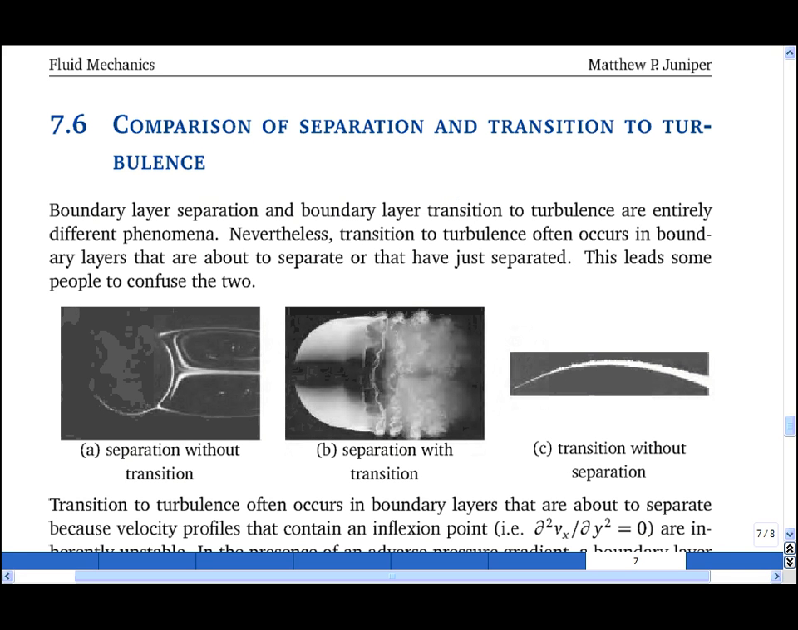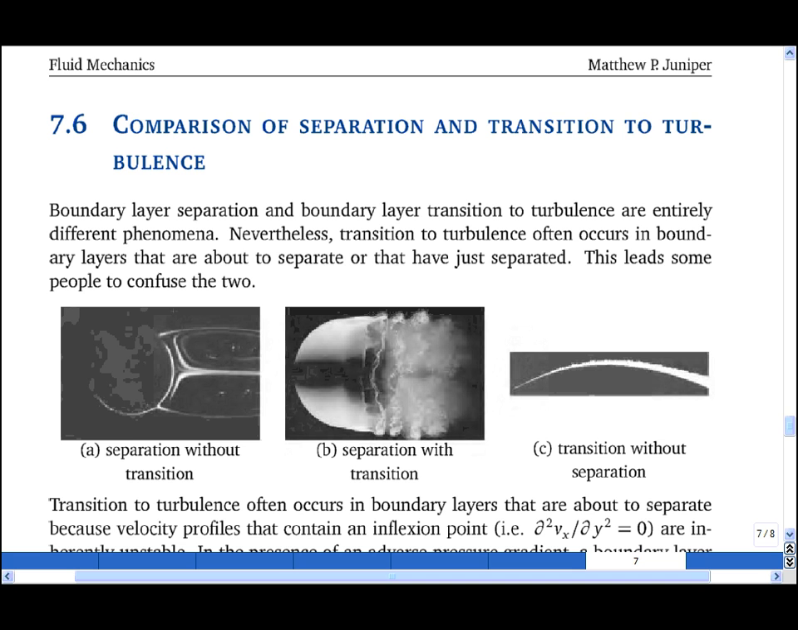Students who are new to fluid mechanics often confuse boundary layer separation with boundary layer transition to turbulence. Now these are entirely different phenomena, nevertheless they often occur at the same time, and so here I want to show why they are different and also why they often occur at the same time.